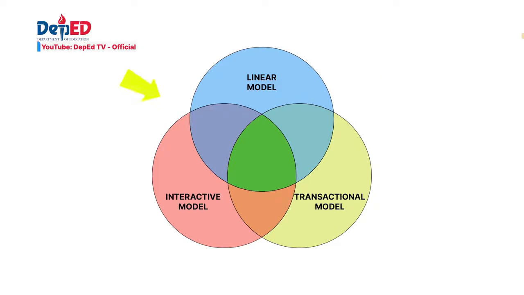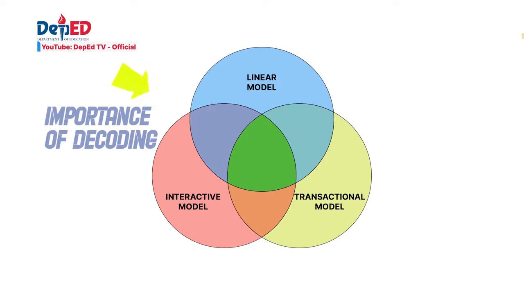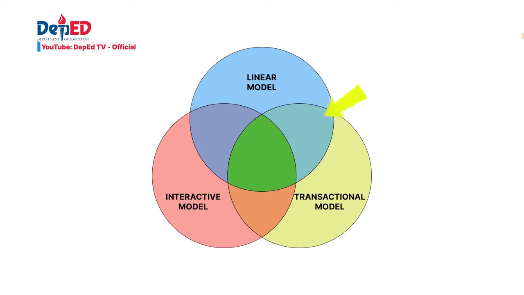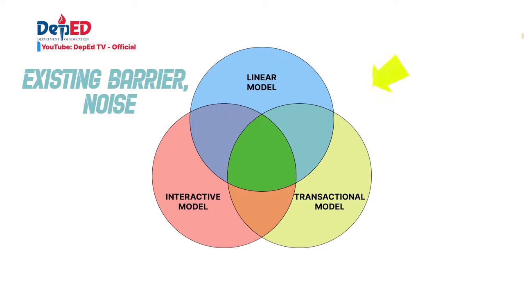Linear model and interactive model are similar in terms of the importance of decoding. The process of communication for both these models will not be deemed successful without the proper decoding process. Linear model and transactional model are similar in terms of the existing barrier, which is noise. It may disrupt the process of communication.